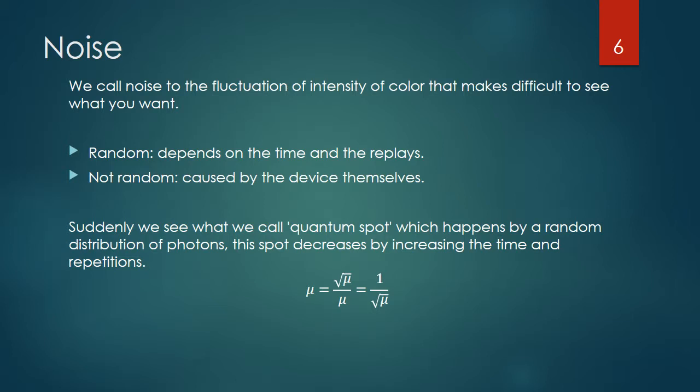We call noise the fluctuation of intensity of color that makes it difficult to see what you want. It can be random or not random. For the random, it depends on the time and the place. And the not random is caused by the devices themselves. Suddenly we see what we call a quantum spot, which happens by a random distribution of photons, and this spot decreases by increasing the time and repetitions.